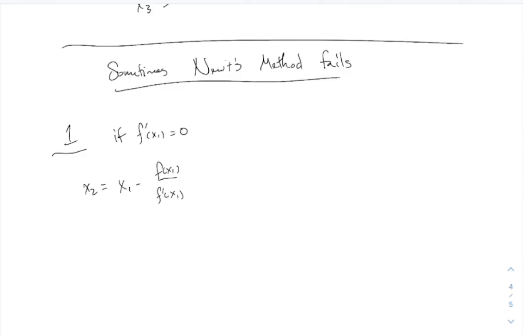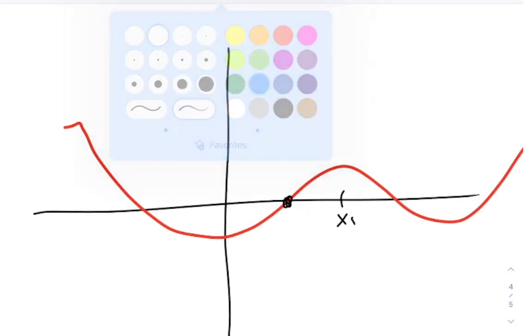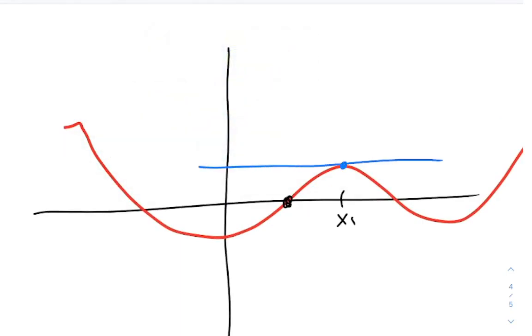And actually what this means, if you're looking at the picture, it would mean something like this. If you're looking for this root right here, but for some reason you chose x1 to be that point, then if you're doing Newton's method on the picture, you would go up to the curve at that point, draw the tangent line, and find its x-intercept. But this tangent line has no x-intercept, and you're just stuck. There is no way to proceed from there. And so, in this case, Newton's method doesn't work.